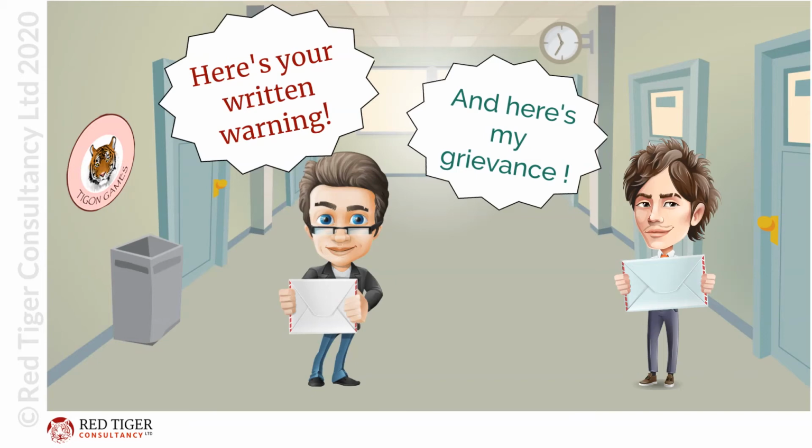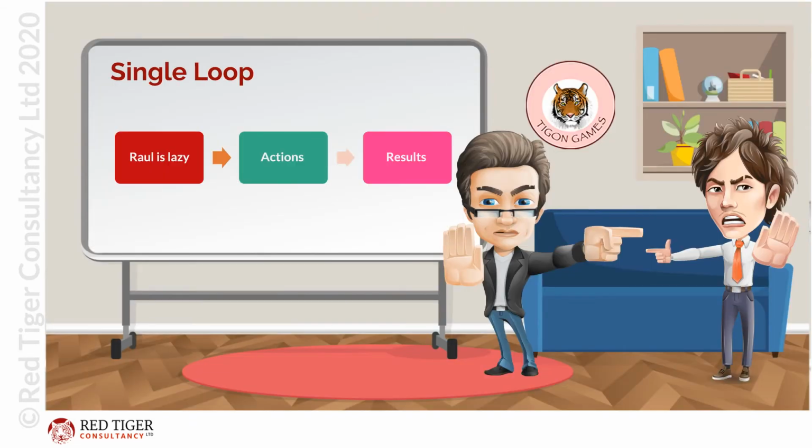This whole dog's breakfast was caused by Ollie taking a single-loop approach. He assumed his approach of applying more targets was correct, and that his underlying assumption that Raoul was lazy was also irrefutable. Plus, he had been highly rated within the organisation, so he must be right.